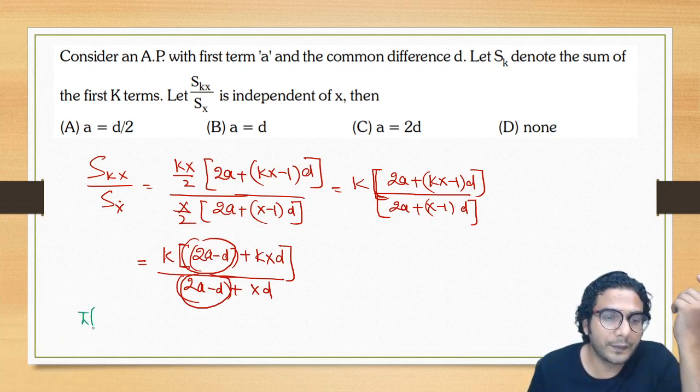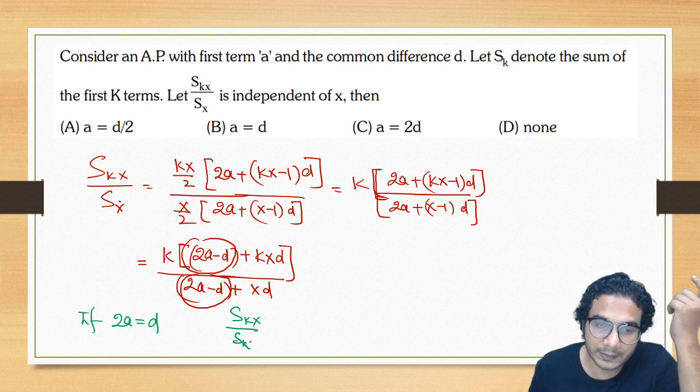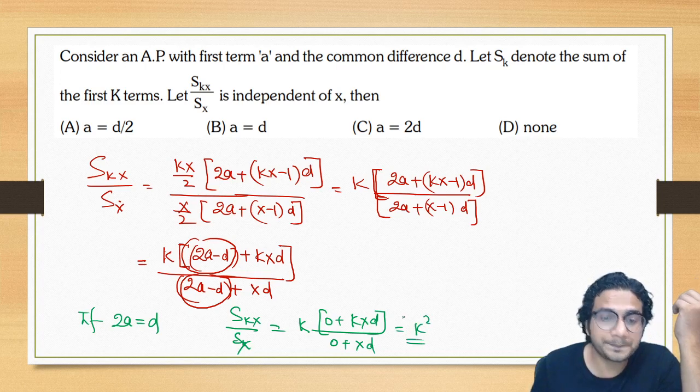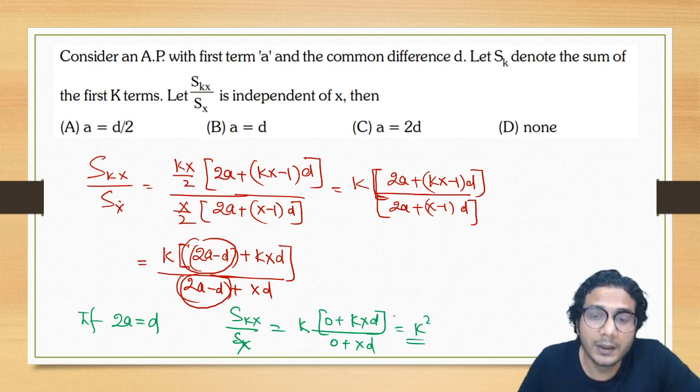So if 2a is equal to d, then this Skx upon Sx is going to be k into, this part will become 0, plus kxd divided by 0 plus xd. It is going to be k square, right? So if 2a is equal to d, then this ratio is nothing but k square. So that gives you a very important result as well.